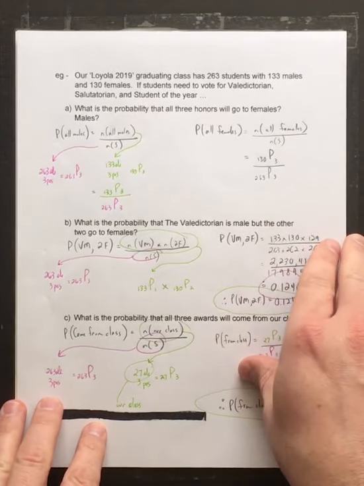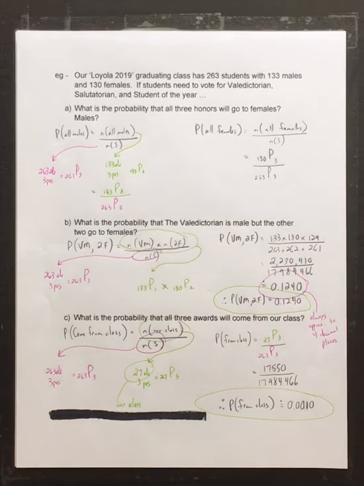Our Loyola graduating class is 263 students with 133 males and 130 females.